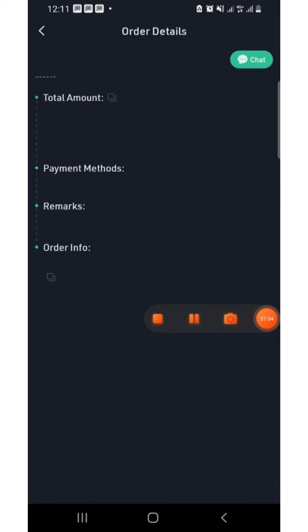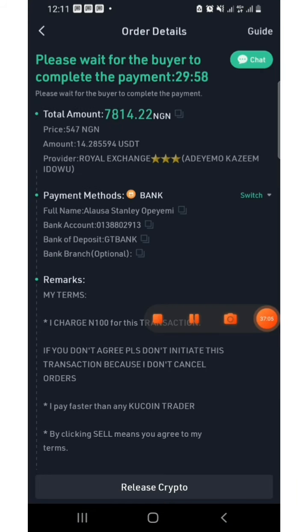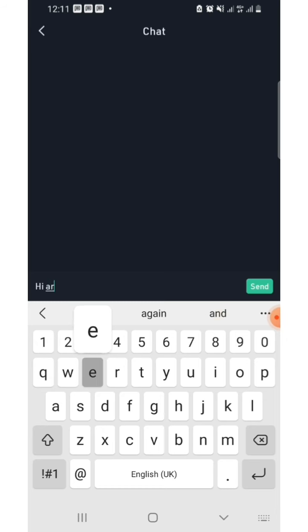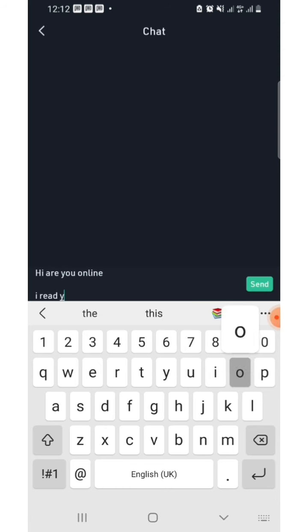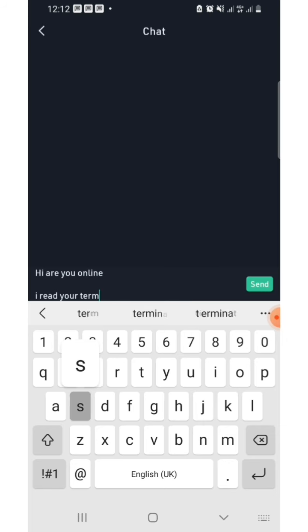Always read the terms and conditions of the seller. It says he charges 100 naira. So I need to inform him that I am ready to proceed. The reason why you need to chat the person is to know that the person is online. And also make sure you do P2P only during the day. Don't do it in the midnight, because some of the sellers or the buyers might be asleep. And if you do that, you might not be able to get the transaction closed.